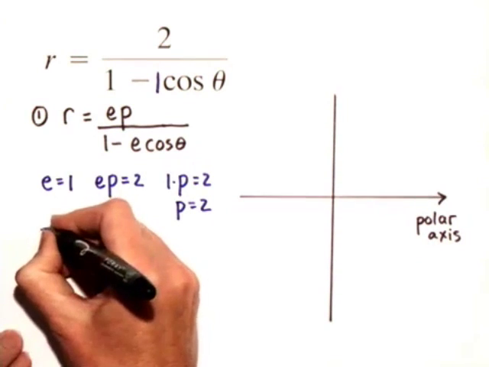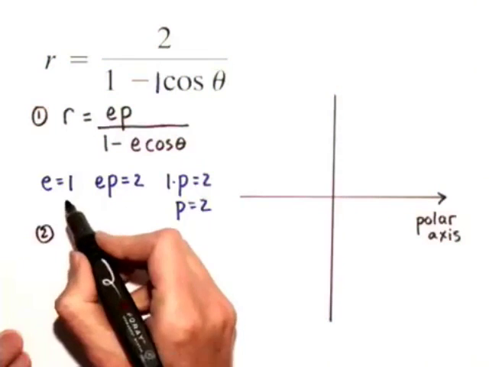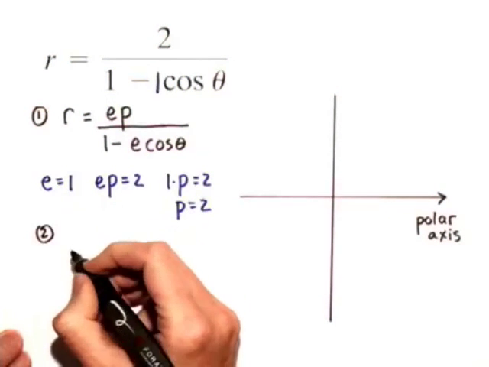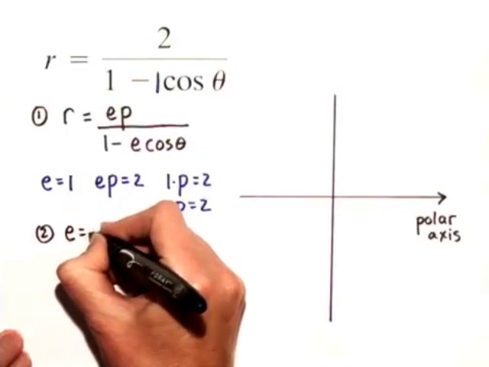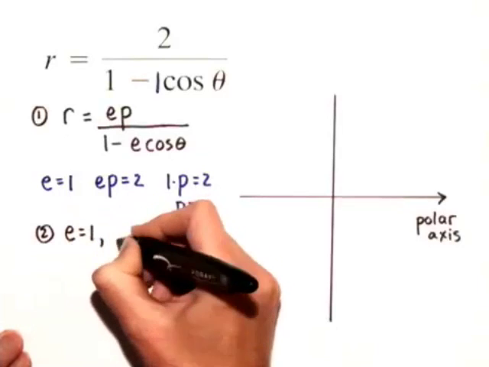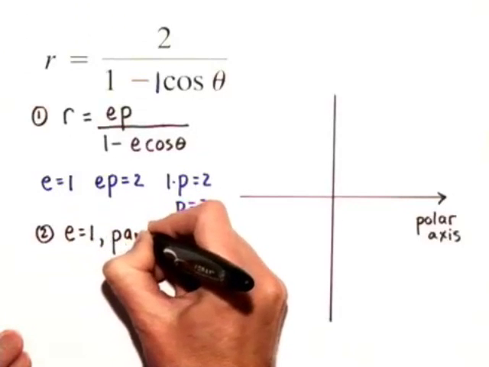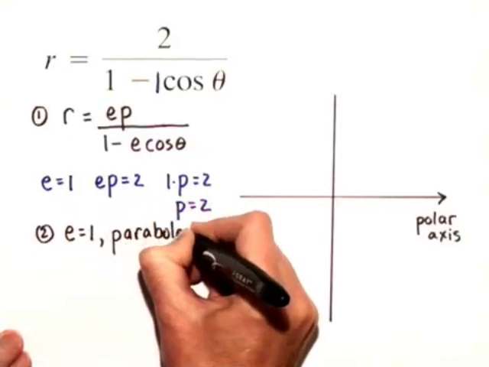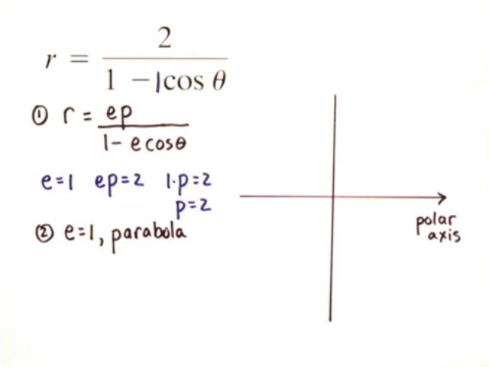In step 2, we can identify the conic section based on e alone. Since e is equal to 1, that automatically means that our conic section is a parabola. Remember, if e is less than 1, we have an ellipse, and if e is greater than 1, we have a hyperbola. But in this case, we have a parabola.